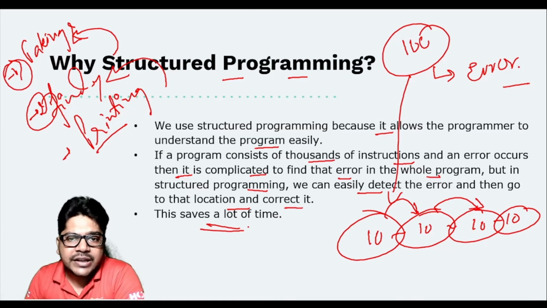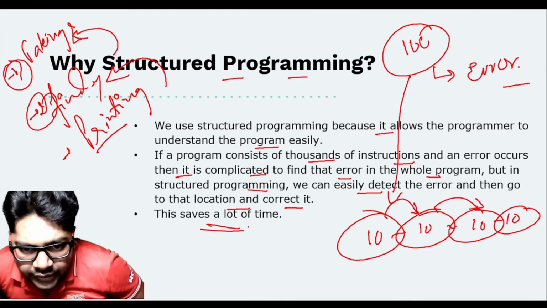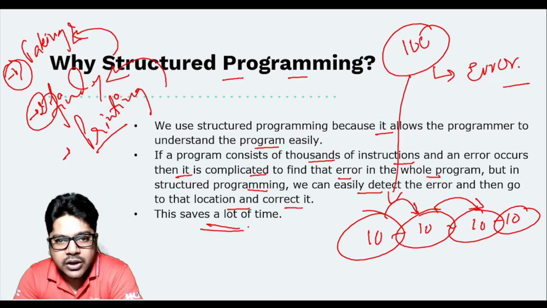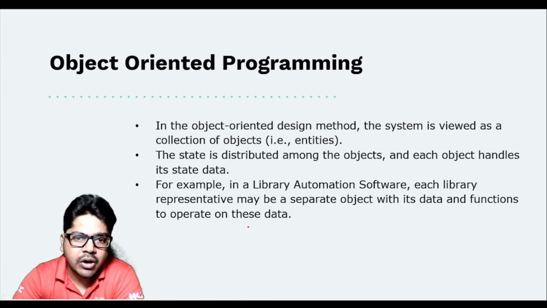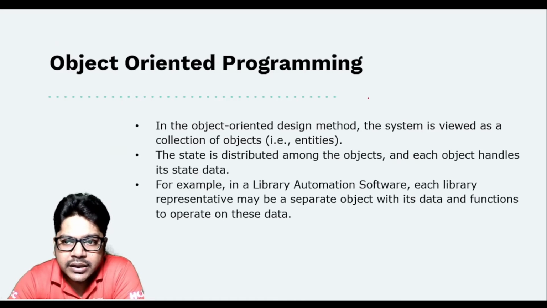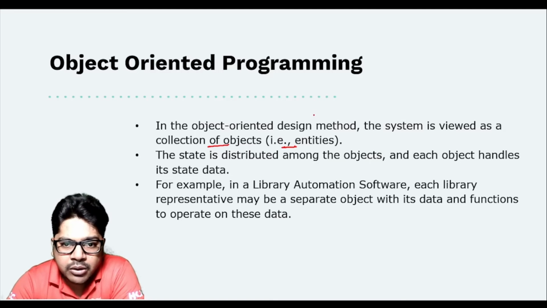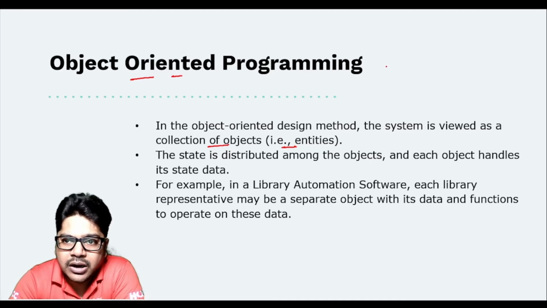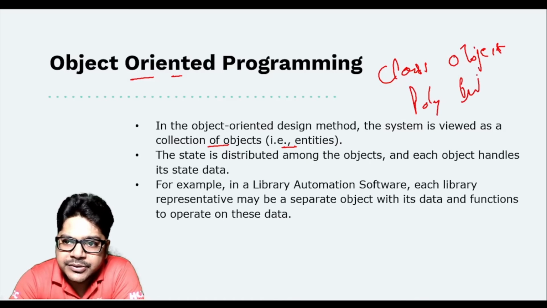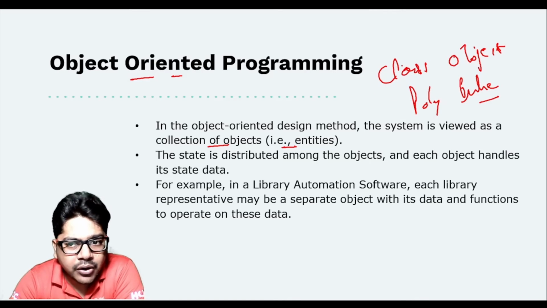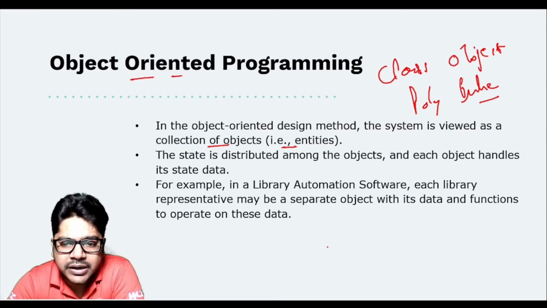So that is the reason why the structured programming approach is being used. I hope that you are able to understand it. Now let us go to object oriented programming. In object oriented programming, the system is viewed as a collection of objects, that is, entities. There are a few terms used in object oriented programming: class, object, polymorphism, inheritance, abstraction, encapsulation. We'll not go into the detail of all those things, but we'll try to understand as much as possible.